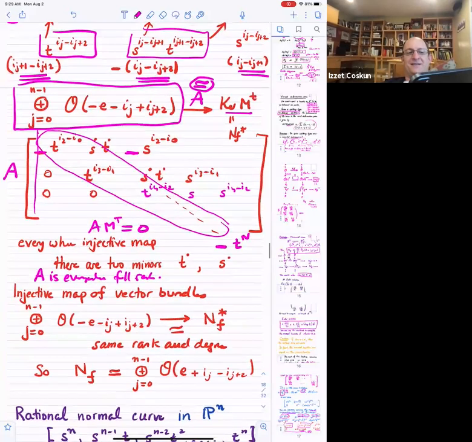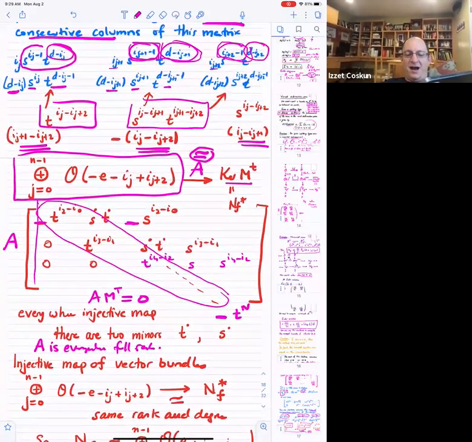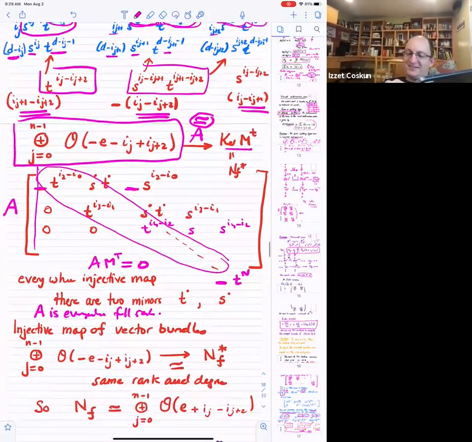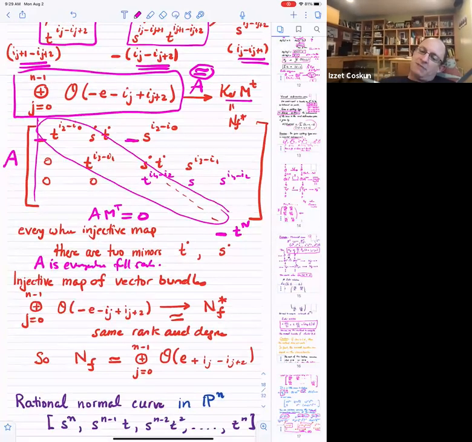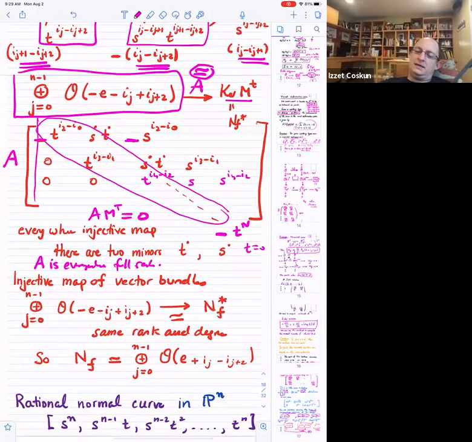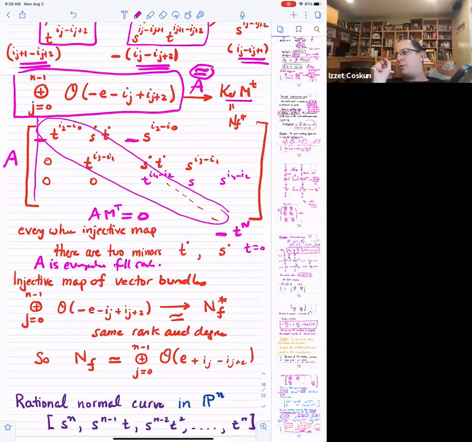I mean, the coefficients are like a product of things like I2 minus I0, I3 minus I1, and so on and so forth. So you see that this minor vanishes only when t equals 0. So we get that this is a full rank matrix everywhere except where t equals 0. And then what you can do is look at this minor.